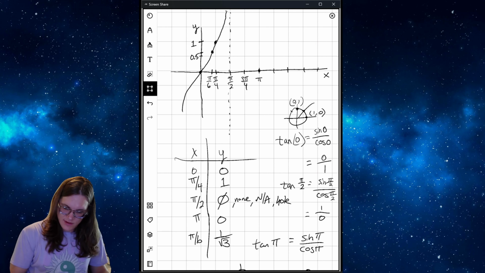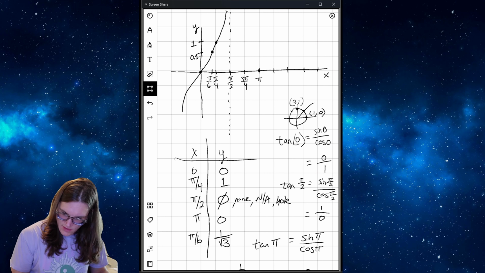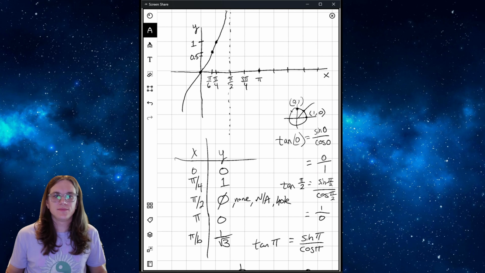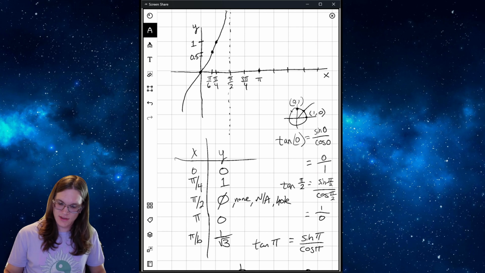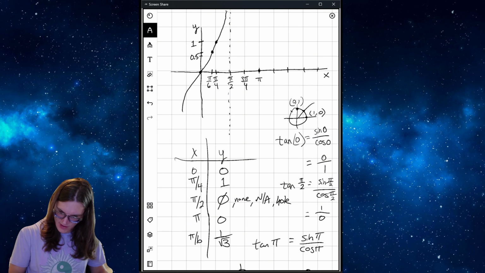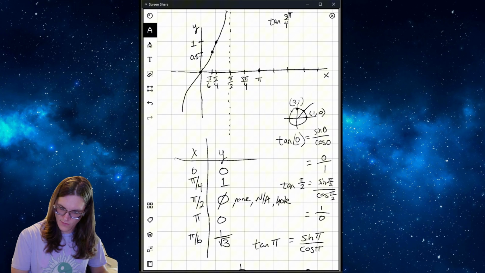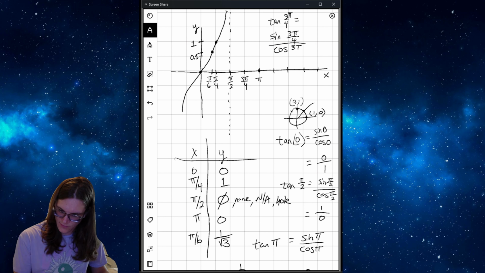It might be easier just to show a tangent plot on the screen, but I don't know. In my trig class we had to draw it. I don't know if you will have to in yours. So at pi it's 0. And let's see what it is at 3 pi over 4, okay? Tangent of 3 pi over 4 equals sine of 3 pi over 4 over cos of 3 pi over 4.